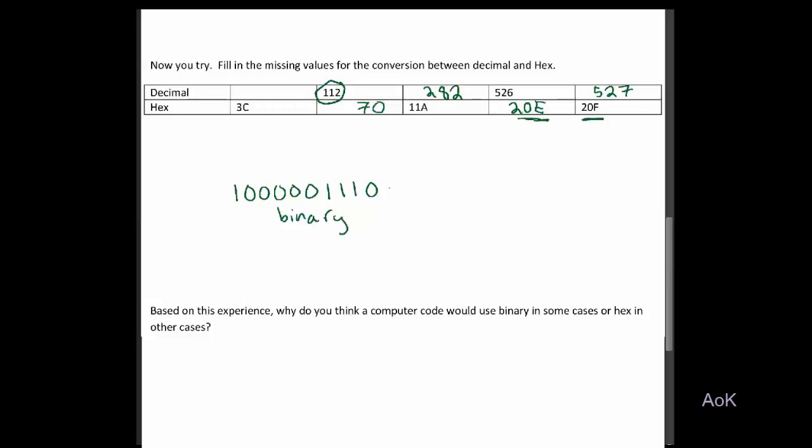This number is the equivalent of 526 in decimal, which is written as 20E in hexadecimal. It is much easier to write 20E than this really long binary number, and you're much less likely to make mistakes.